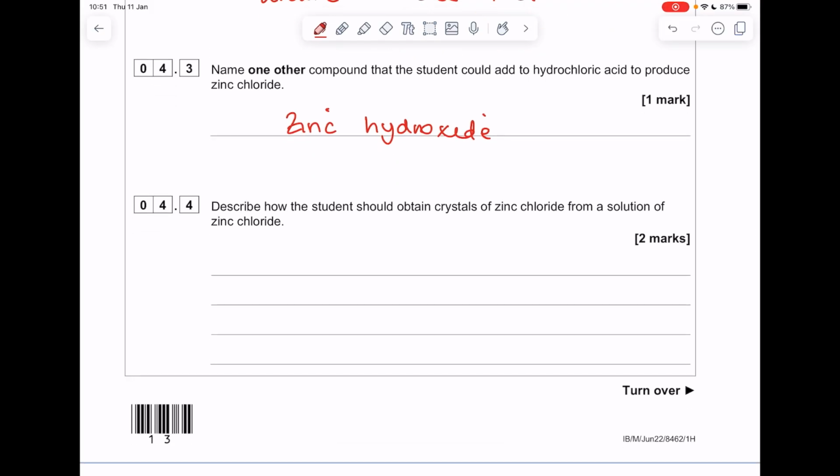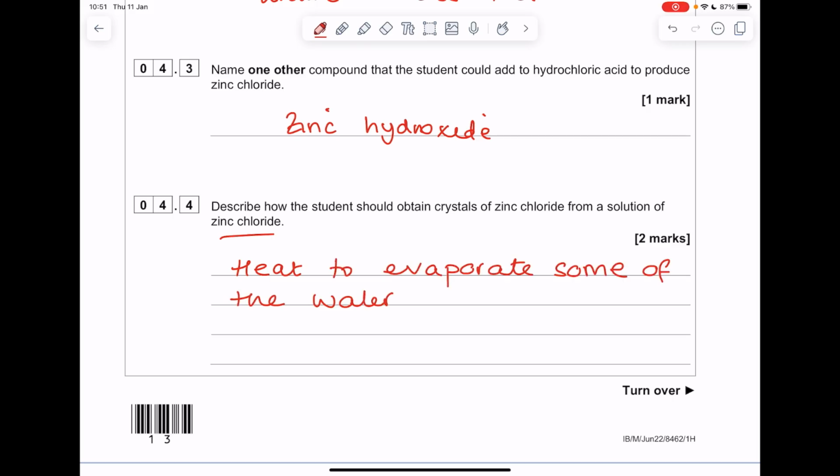Describe how the student should obtain crystals of zinc chloride from a solution of zinc chloride. This is all about evaporating some of that excess water to produce the hydrated salt. So we're going to start by saying heat to evaporate some of the water, leave to cool, and dry in a drying oven.